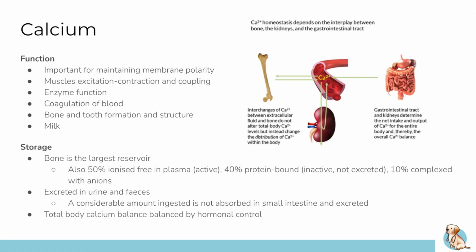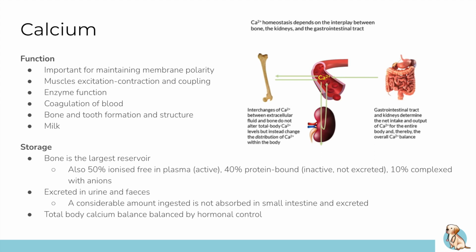Okay, so calcium. Calcium is important for many things in the body. It's important for things like maintaining membrane polarity, for muscles, if you remember the excitation-contraction coupling pathways, enzymes, coagulation of blood, and things like bone and teeth structure. Calcium is very important. And bone is the largest reservoir.